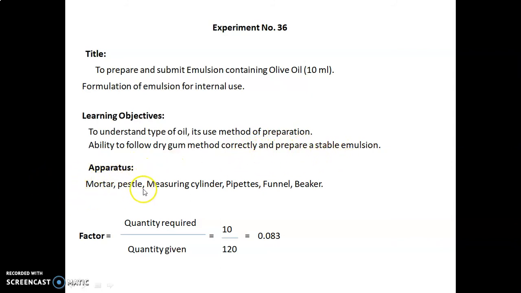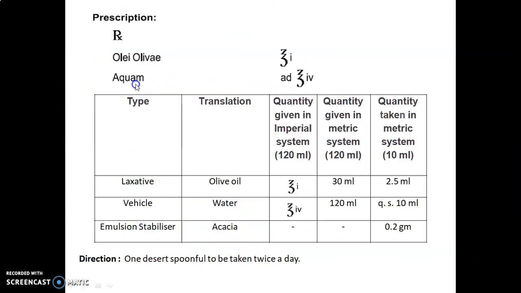Apparatus required are mortar, pestle, measuring cylinder, pipettes, funnel, beaker. Factor calculated as quantity required upon quantity given is equal to 10 upon 120, that is equal to 0.083. Next, the prescription given is over here, which is denoted by the symbol Rx.